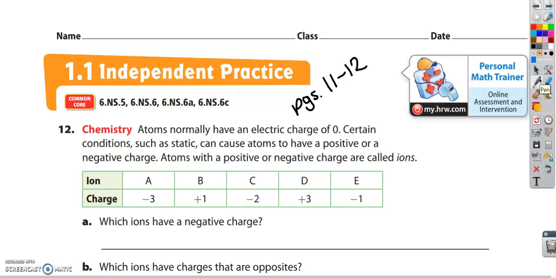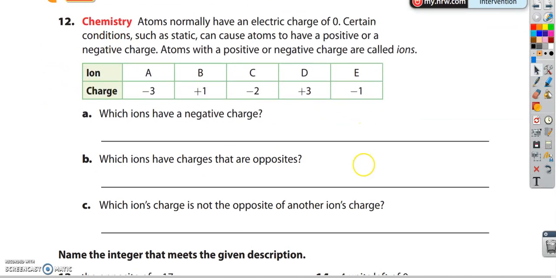Number 12 reads, atoms normally have an electric charge of 0. Certain conditions, such as static, can cause atoms to have a positive or a negative charge. Atoms with a positive or negative charge are called ions. And then there's some questions that go along with that, so I'm going to move them up so we can see them. Question A reads, which ions have a negative charge?